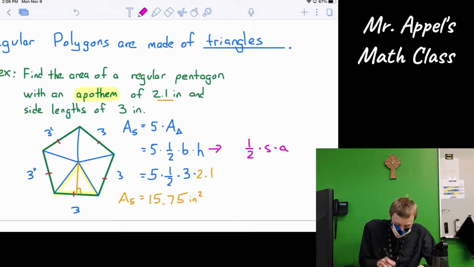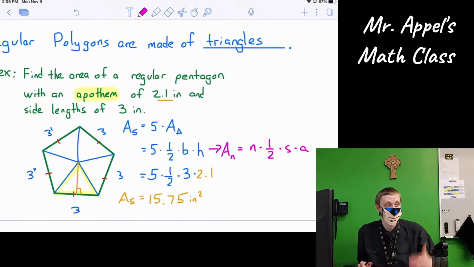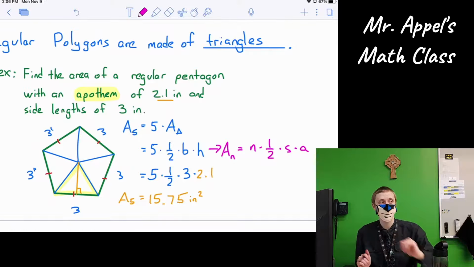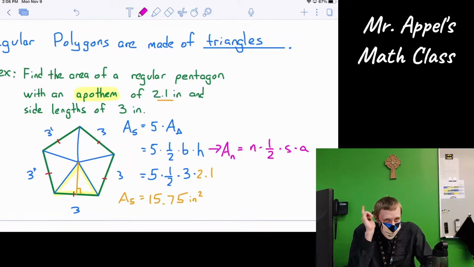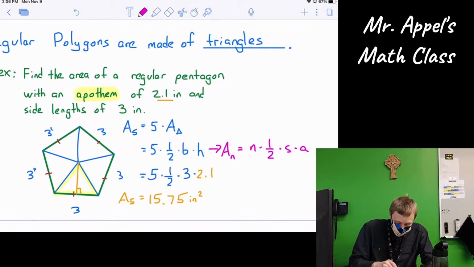And of course, we want the general formula. So let me scoot this over a little more. Not just a pentagon, but any n-sided polygon. So it's going to be n sides times 1/2 side length times apothem. And that would be pretty good. We could also use that and stop right there.